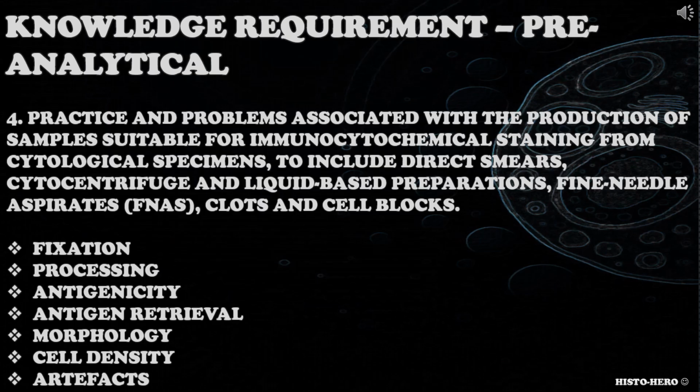How do you stain cytological specimens with IHC in your laboratory and why? What problems could you encounter when staining cytological specimens with IHC and how would you resolve them? Consider reagents used for fixation and processing and their effect on IHC staining, antigenicity preservation, antigen retrieval techniques used, morphology, cell density, possible artifacts seen, difference between histology and cytology samples and how they are stained with IHC.